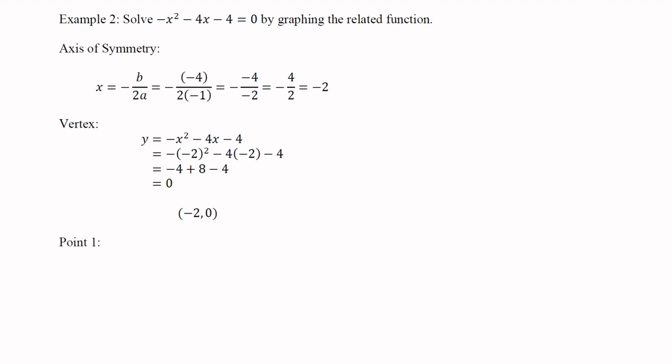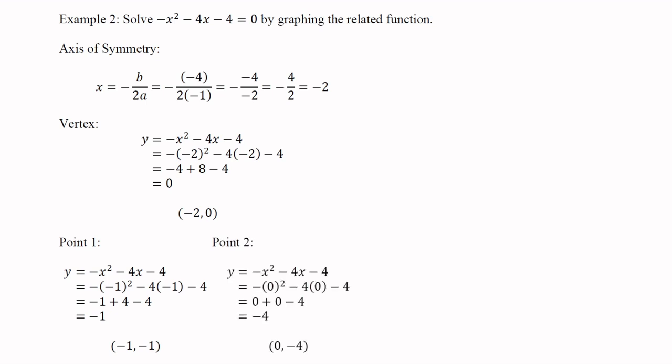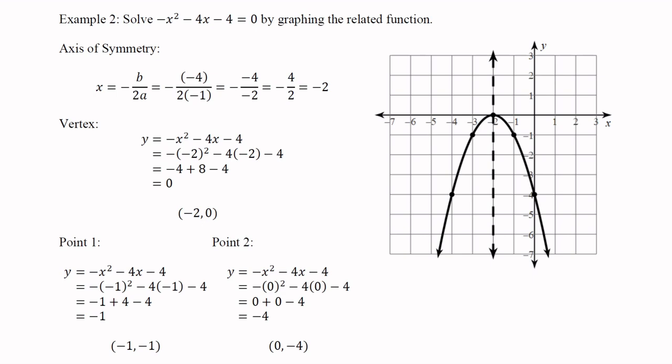Now let's do 2 points on one side of x equals negative 2. So let's go to negative 1 and find the point (-1, -1), and we'll continue on to 0 and do (0, -4). So now, if we graph it by plotting our 2 points on the right side of our axis of symmetry and then reflect them across the left side and draw a parabola, you're going to find that we have 1 point on our x-axis. So we have a root of x equals -2. Since the vertex is on the x-axis, this has one solution.